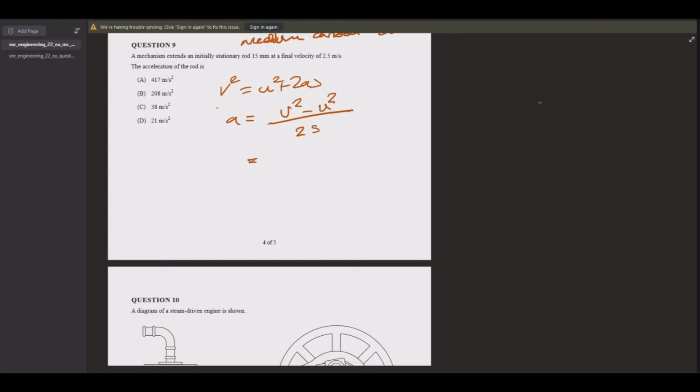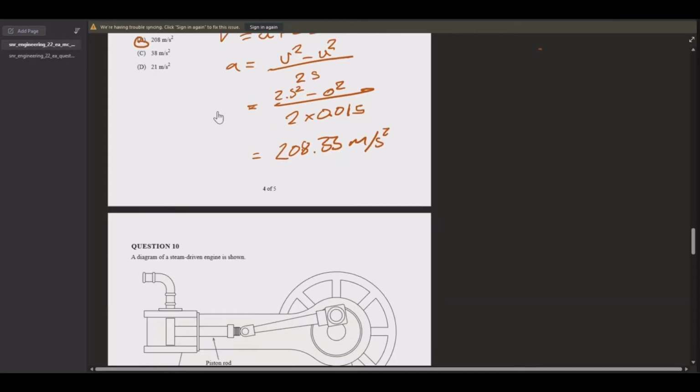And the final velocity is 2.5 squared. The initial velocity is 0, divided by 2 times displacement, which is 0.015, not 15. So, chucking that into my calculator, I get 208.33 meters per second squared. And that is answer B.